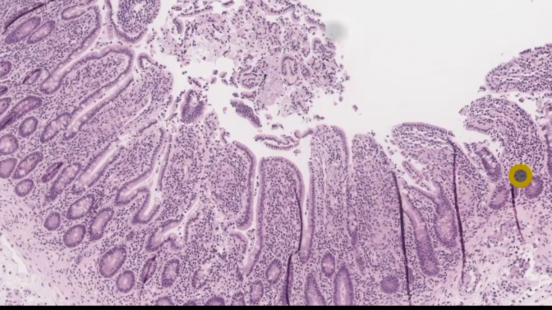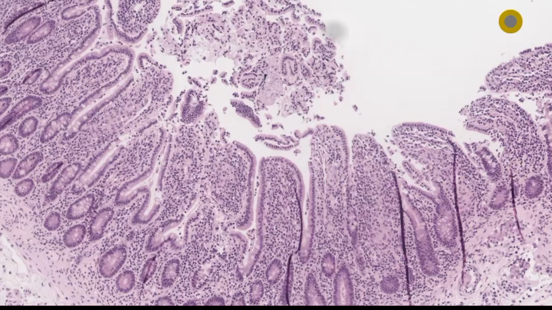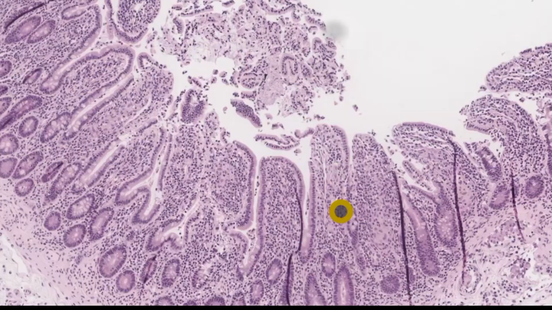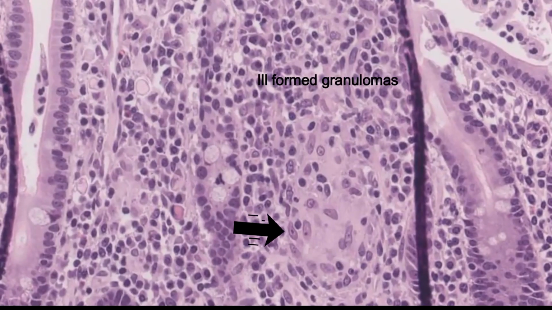In this video, we are going to discuss a few differences between intestinal tuberculosis and Crohn's disease and how to differentiate these two. We can see that we have a small intestinal biopsy over here, right? There are certain villi over here, and you can see that there is an ulceration, mucosal erosion over here. On zooming in, we can see that there is a small ill-defined granuloma.